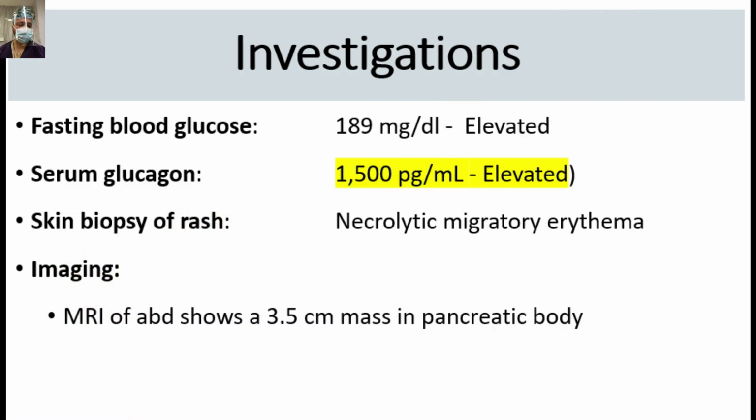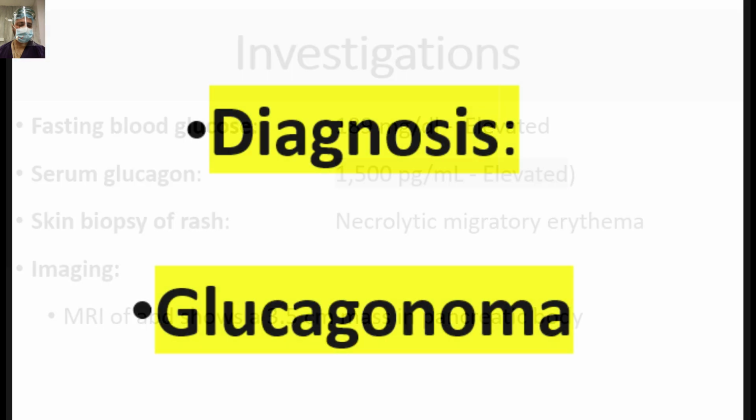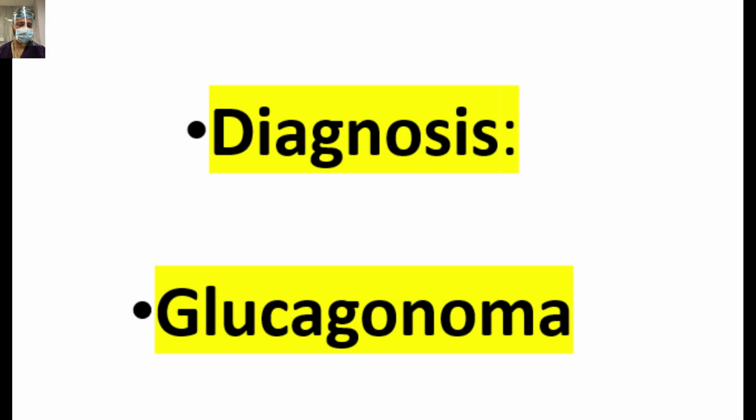So these were the investigations. Fasting blood glucose 189, mildly elevated. Serum glucagon level was 1500 picogram per ml, elevated. Skin biopsy of the rash shows necrolytic migratory erythema. Imaging, MRI abdomen, shows a 3.5 centimeter mass in the pancreatic body. So the diagnosis is glucagonoma.